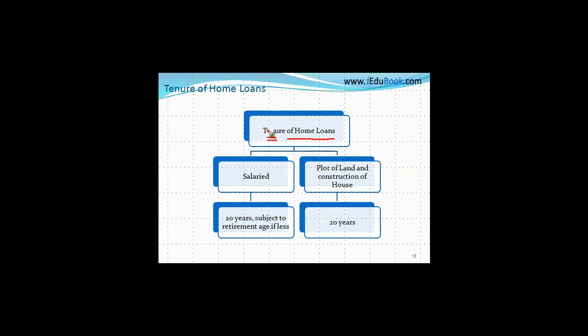Now for tenure of home loans, normally this period is 20 years. Okay. I mean, the maximum period is 20 years, I should say. Right? If you want, you can go for 10 years also. You can go for 5 years also. The bank does not stop you. Right? Depending on your income level, you can go for either of these two.